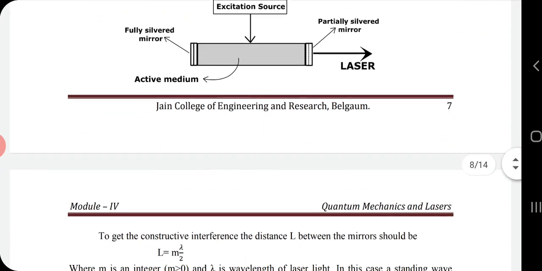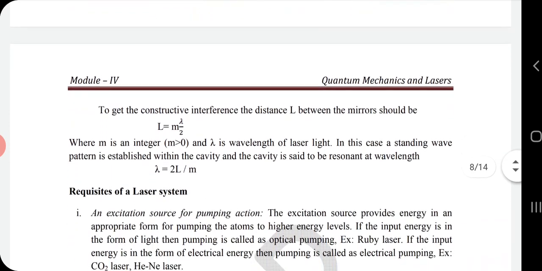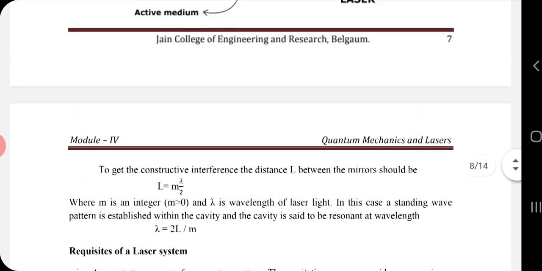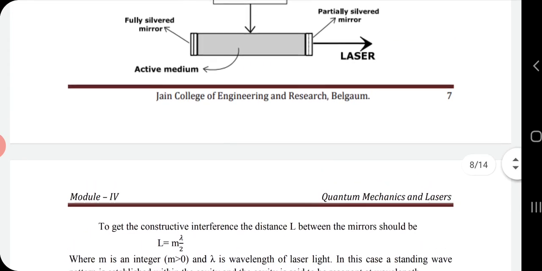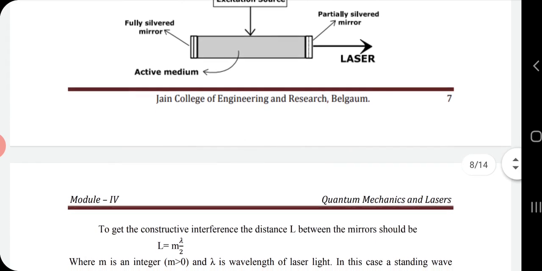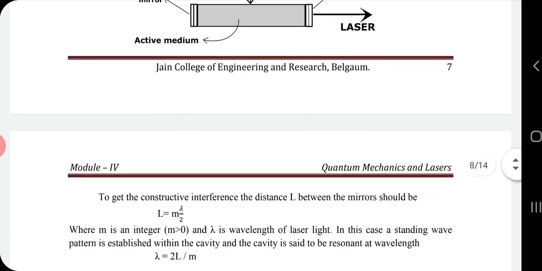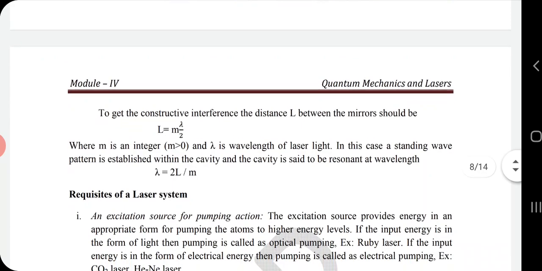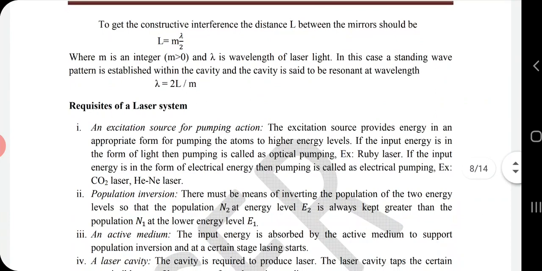So this is the basic schematic diagram of the construction of the laser, and this L is the length of the cavity. That depends on the wavelength of the radiation. Okay, we cannot take any arbitrary distance; it is fixed as L equals m divided by 2 into lambda. At this condition there will be constructive interference. So from this equation we can also find the wavelength. Now what are the requirements?